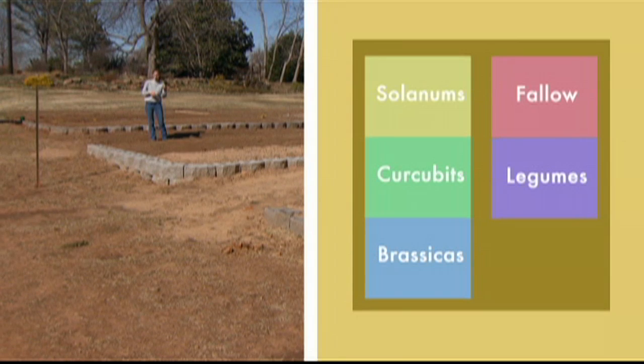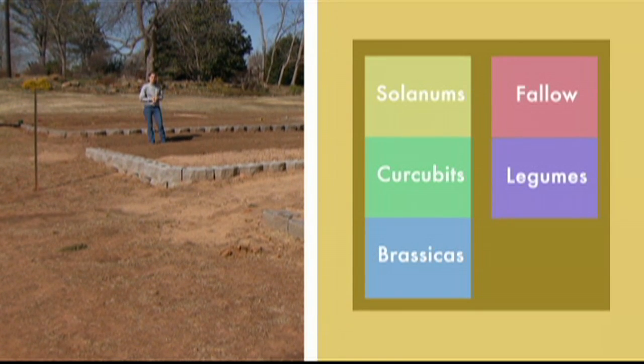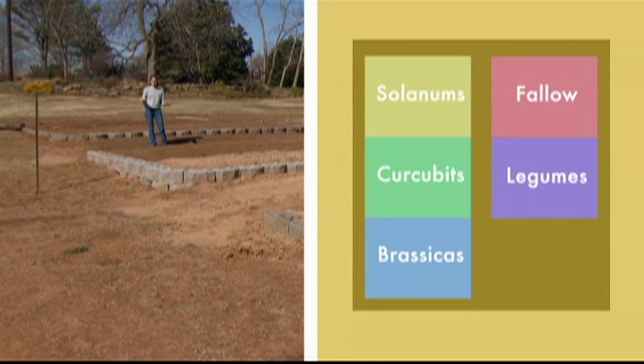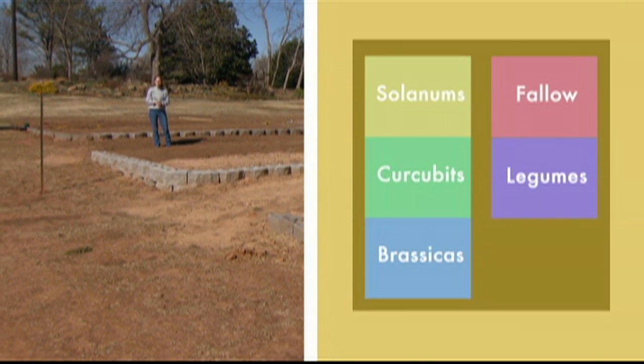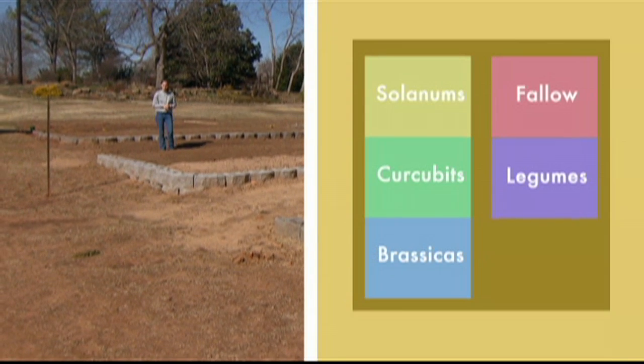Now I did mention there's 5, and that 5th one we're leaving fallow, which means we're not going to grow a harvested crop in that section. Instead, we're going to grow a cover crop, and we'll take a closer look at cover crops later this season.